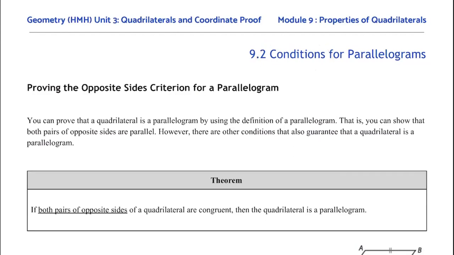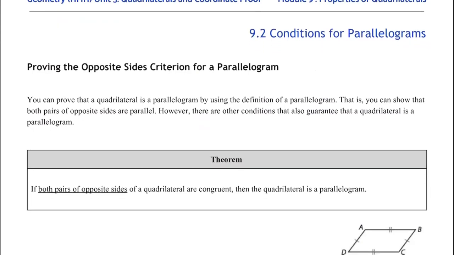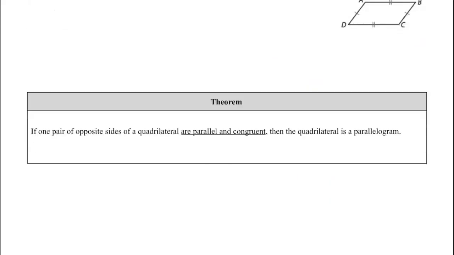The first one is, if both pairs of opposite sides of the quadrilateral are congruent, then it has to be a parallelogram. The second one is, if one pair of the opposite sides are both parallel and congruent, then it's a parallelogram.